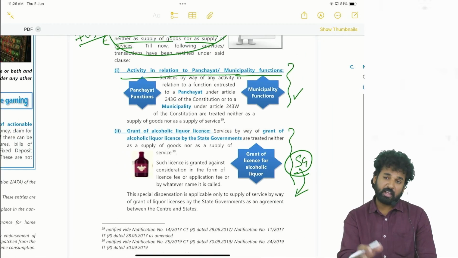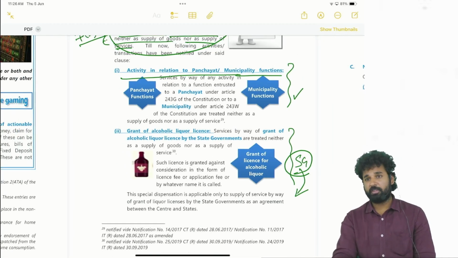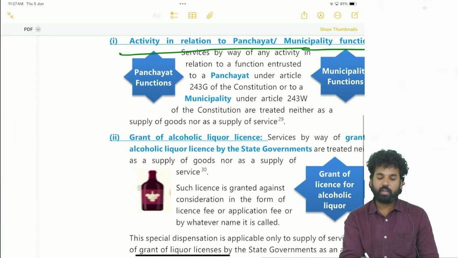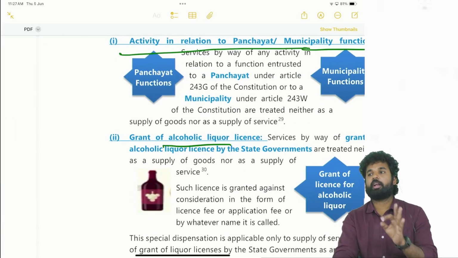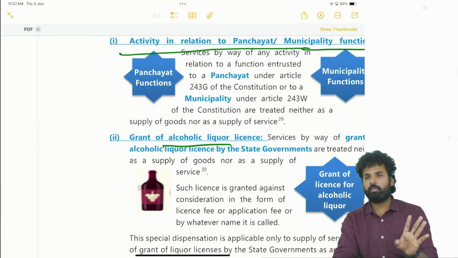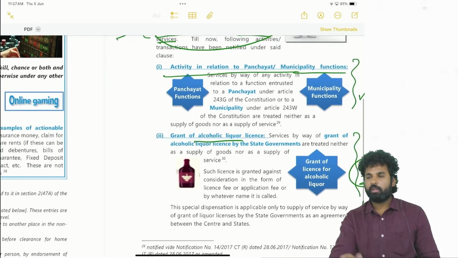Other than a liquor license, if any other license is there, say the state government is giving a license to a quarry, to a mine, a coal mine, then on such mining licenses GST will be attracted. The only license described or notified here is the alcoholic liquor license. Other than liquor license, it will again be under 7(1)(a) only.